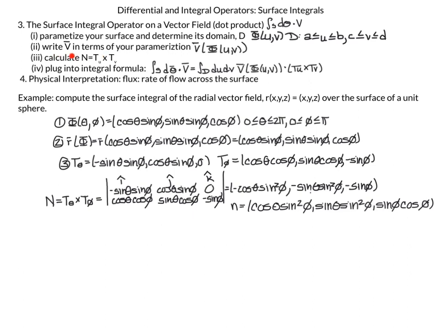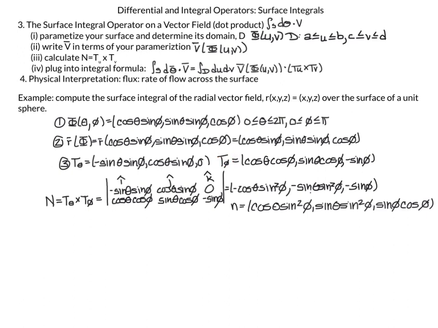The next step is to calculate our normal. That's t_u cross t_v, where u is our first variable in our parameterization, and v is our second variable. So looking at our parameterization, our first partial derivative is with respect to our first variable, which is theta now. The partial derivative of this vector with respect to theta gives us minus sine theta sine phi, a positive cosine theta sine phi, and over here we'll have 0.